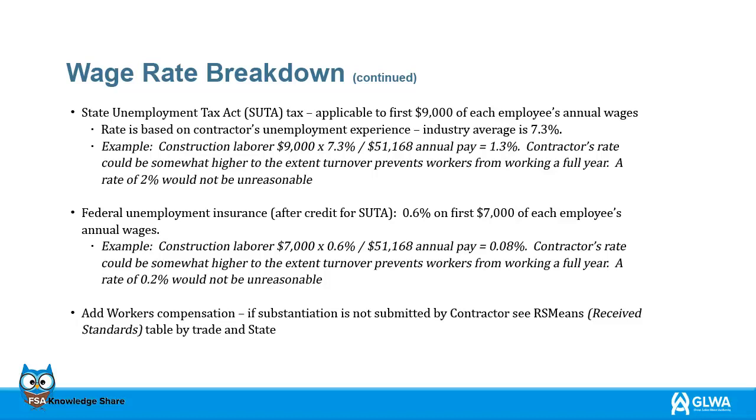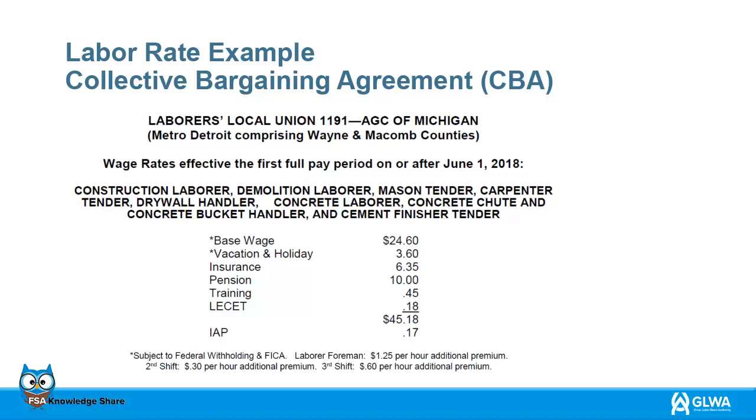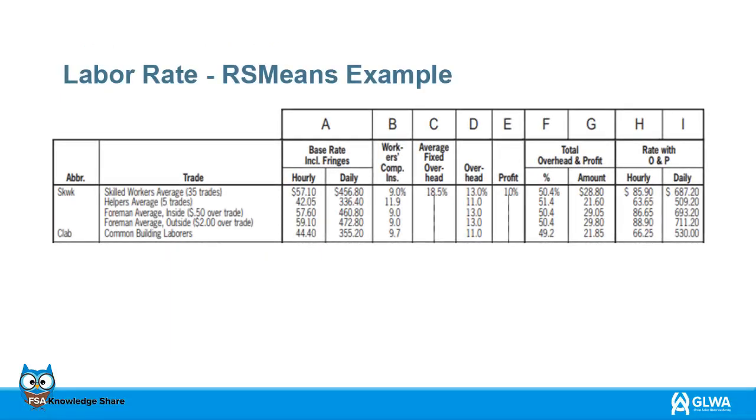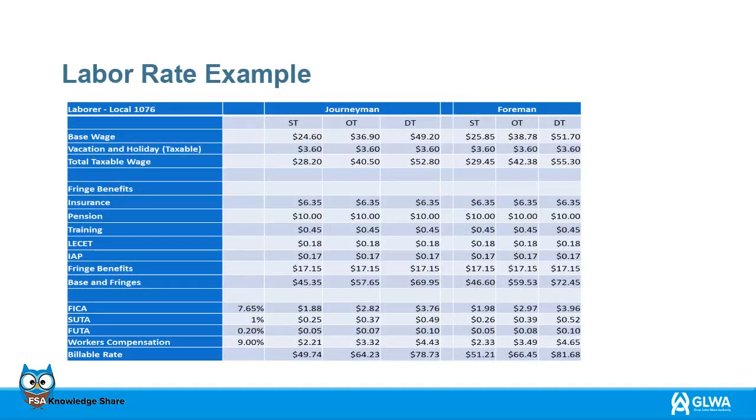Add workers' compensation if the contractor does not submit proof. RS Means is a table by trade and state. Here is a labor rate example of a collective bargaining agreement from Laborers Local Union 1191. This is an example of RS Means. It shows trade, base rate, overhead and profit categories. Here is a labor rate example in an acceptable format, with wage items with sufficient detail for a detailed analysis.